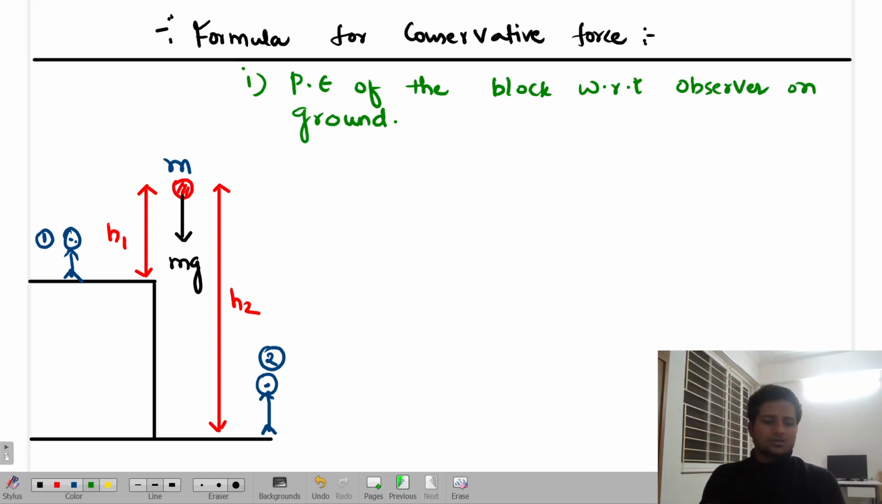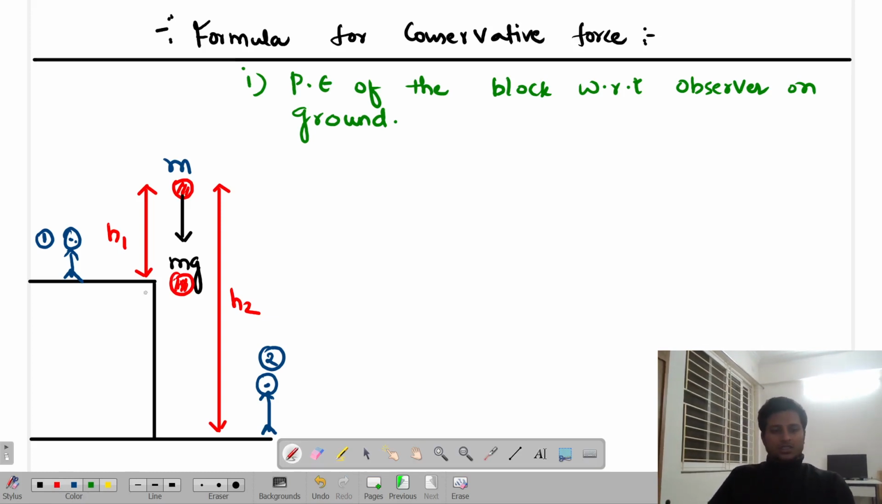So now let us talk of one situation. When the ball starts to fall, right or not? The ball has come over here, just nearer to the roof of the building. Right or not? Now, if I look at this length, it is h2 minus h1, isn't it?